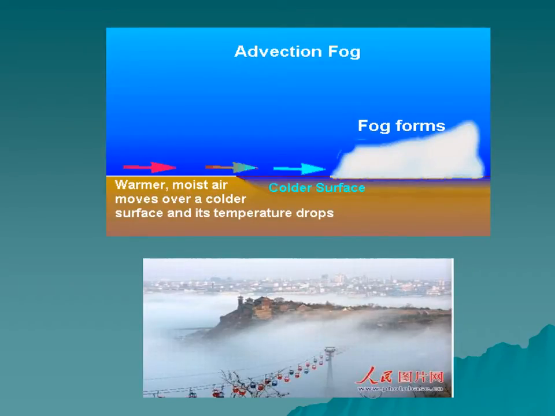Once again, here is that advection fog. In this case, we have warm air over land moving over water, like we can see in this picture here. Here's the land, and all that water around is covered in a fog. And that's because the warm air moved over the cold surface of the water. Conversely, we could have warm air over the water moving over the land and causing the fog there.